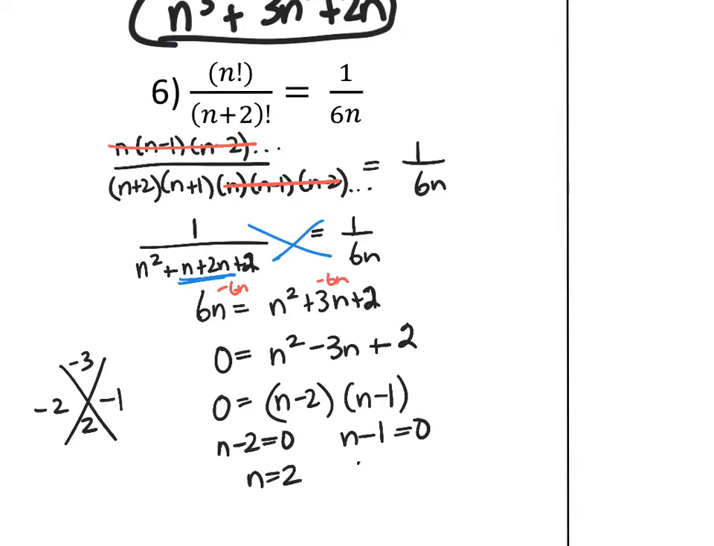So n is equal to 2 and n is equal to 1. Both of those would be fine if I checked them back in here. I can have 2 factorial over 4 factorial and 1 factorial over 3 factorial. So both of those are acceptable answers. So I've got 2 answers to go there. Okay, so you can go ahead and practice. I've got lots of these for you to practice with. These are super fun, so enjoy.